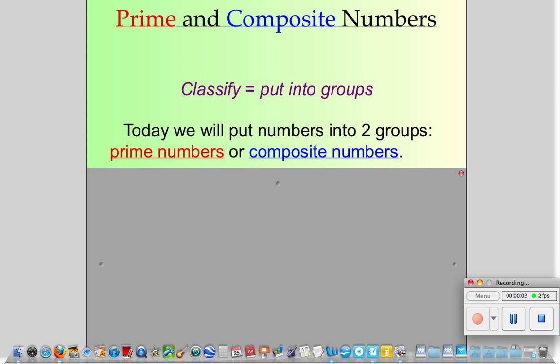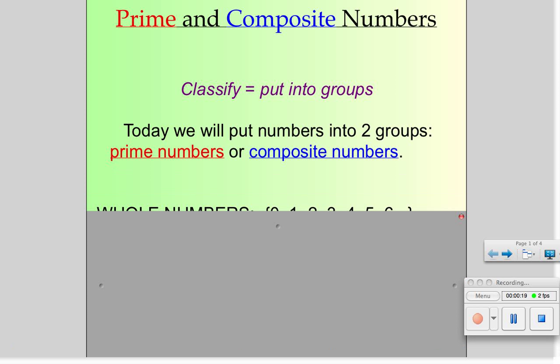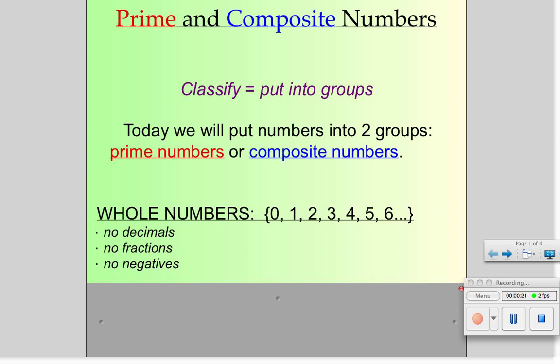Alright, for today's lesson we're going to learn what prime and composite numbers are and how they're different from each other. So what we're going to need to do is classify these numbers. We're going to put them into groups, either as prime numbers or composite numbers. So it's important to know where they live, or what set of numbers they belong to. Well, prime and composite numbers live in the set of whole numbers.